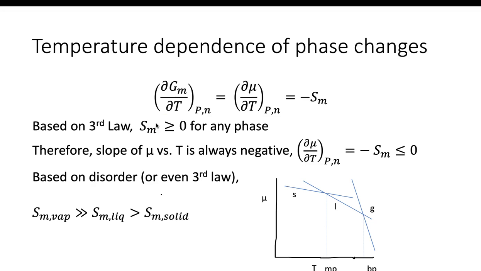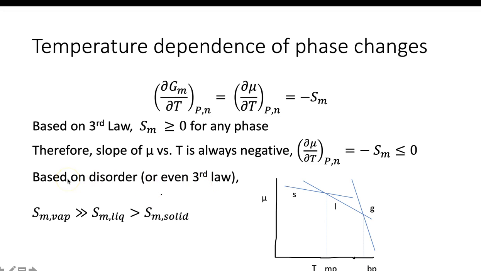It always goes up. And that would be for any phase, so solid, liquid, gas. So that means that our slope, if we plot mu versus T, has to be negative. It cannot be positive. It's impossible. And then if we just use intuition, or even if we just thought about third law entropies as they go up in temperature, as we go up the various phases, the entropy increases.